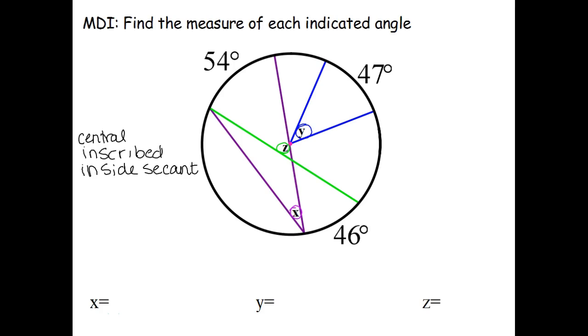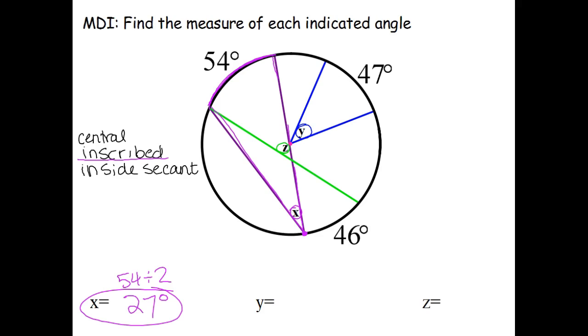So in order to figure out what x is, if we look at where the vertex of x is, we can see that it's on the circle, which means that it is an inscribed angle. So if we follow the sides out to where it touches the circle, we can see that this is the arc that goes along with that inscribed angle. And we know that an inscribed angle is half the measure of its arc. So we just take 54 divided by 2, so x is 27 degrees.